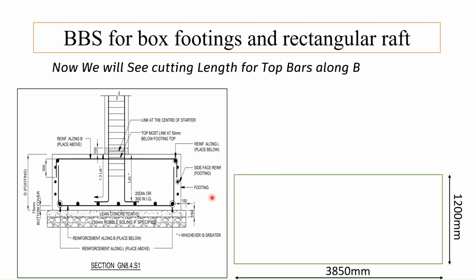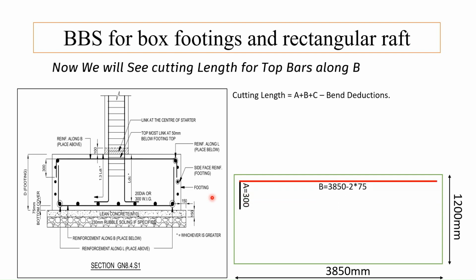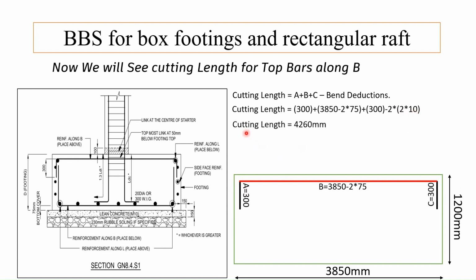So how we will split this? First, we will see this A is equal to 300, B is equal to 3850 minus 2 into 75, and C will be equal to 300. So our cutting length will be 300 plus 3850 minus 2 into cover plus 300 minus 2 into 2 into 10. 2 is the number of bend, and this 2 is for the bend deduction, and 10 is our diameter of bar. So cutting length will come as 4260 mm.